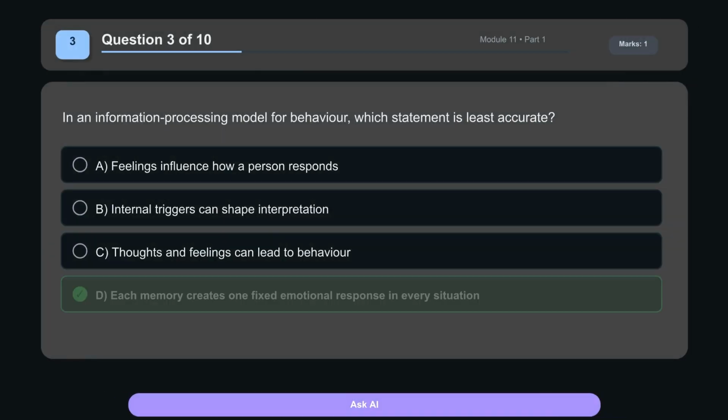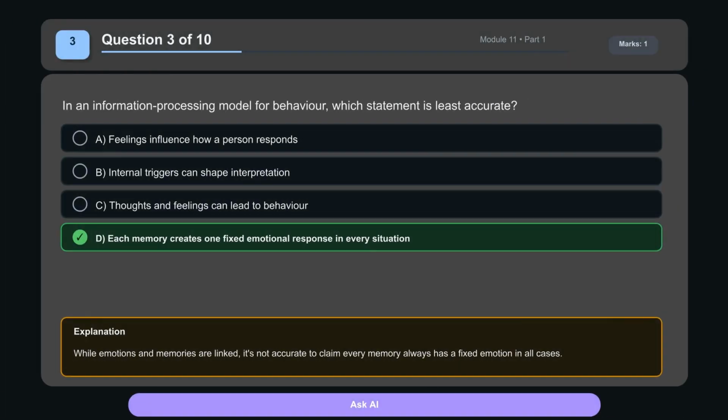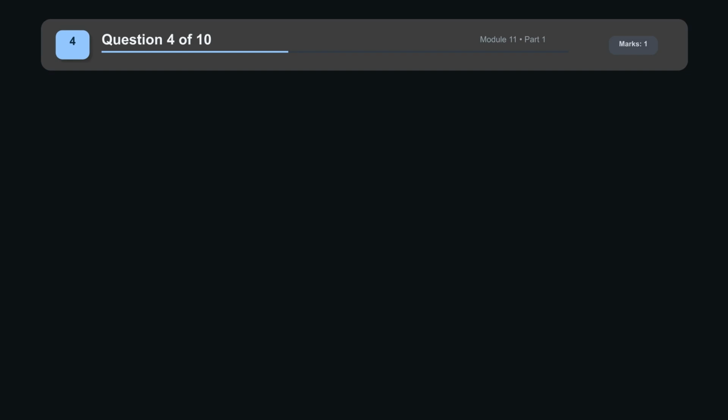The correct answer is D. Each memory creates one fixed emotional response in every situation. While emotions and memories are linked, it is not accurate to claim every memory always has a fixed emotion in all cases. Moving to question 4.